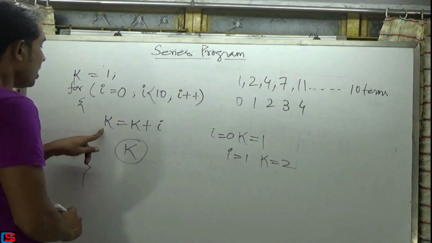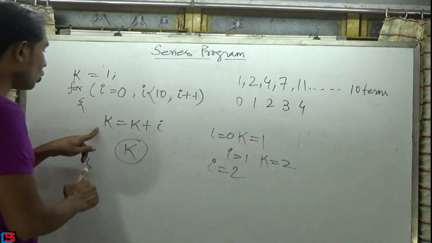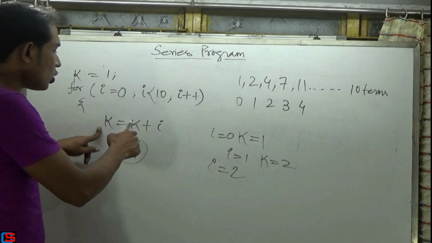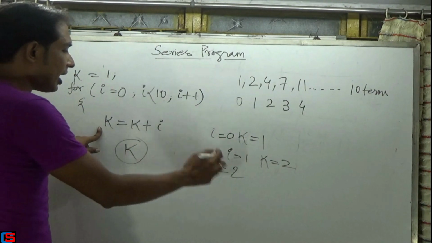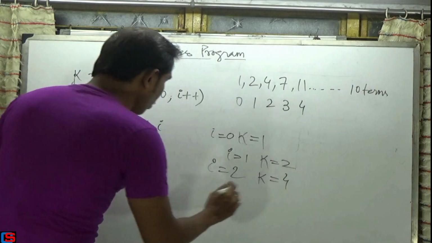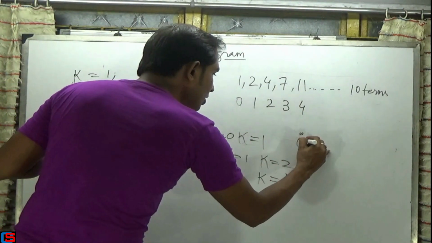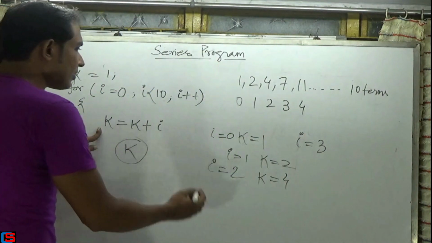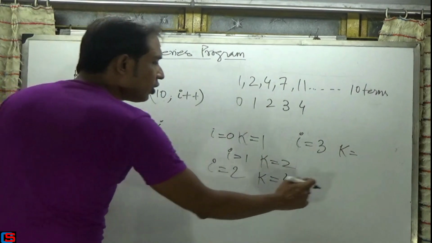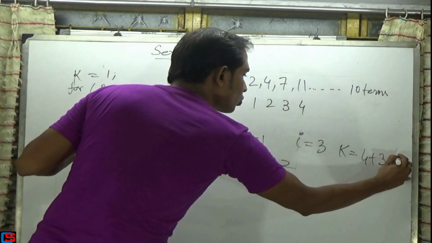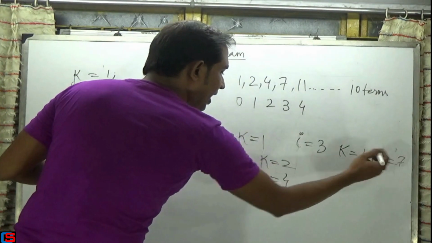Now k is printed and the value of k is 2, so 2 is printed here. Now after that i becomes 2, so k equals to k plus 2. The previous k value is 2, and 2 plus 2, so k becomes 4. Now 4 is printed. Now i equals to 3, then what is the value of k? k equals to k plus i. Now the value of k is 4, so 4 plus 3 equals to 7. Now 7 is going to be printed here, and the value of k is 7.